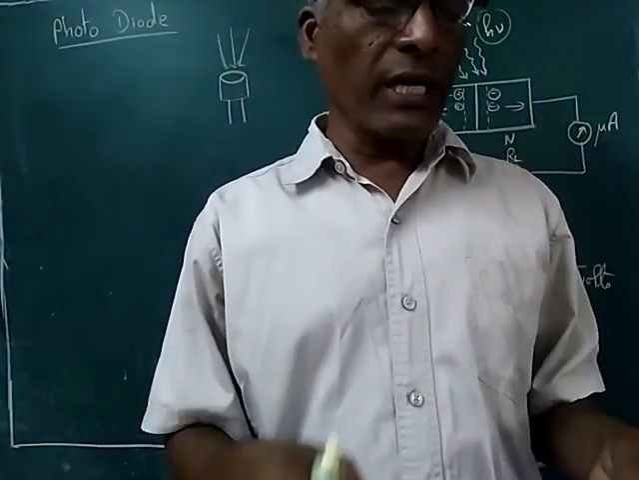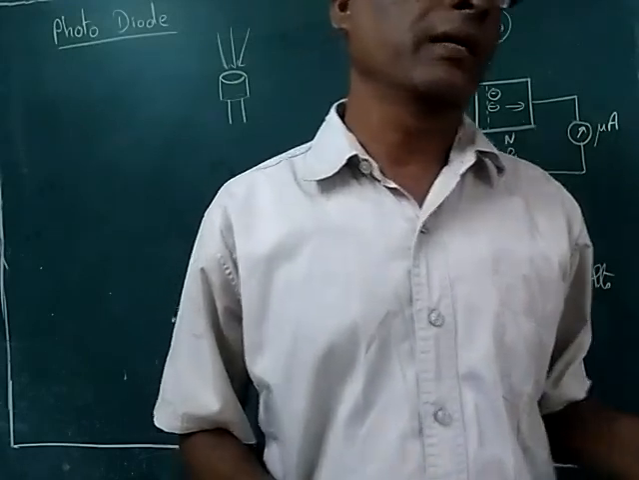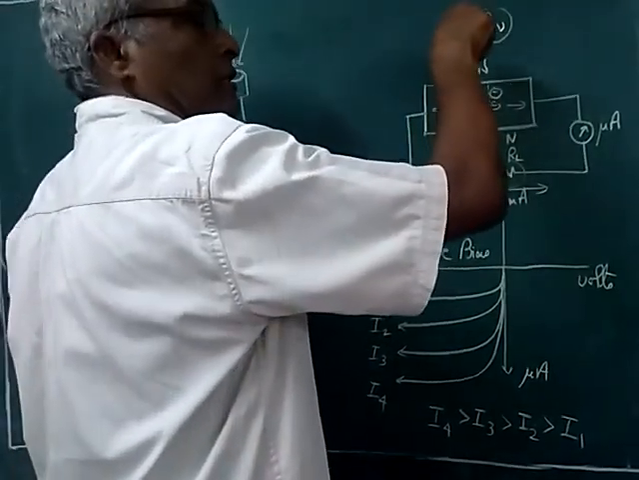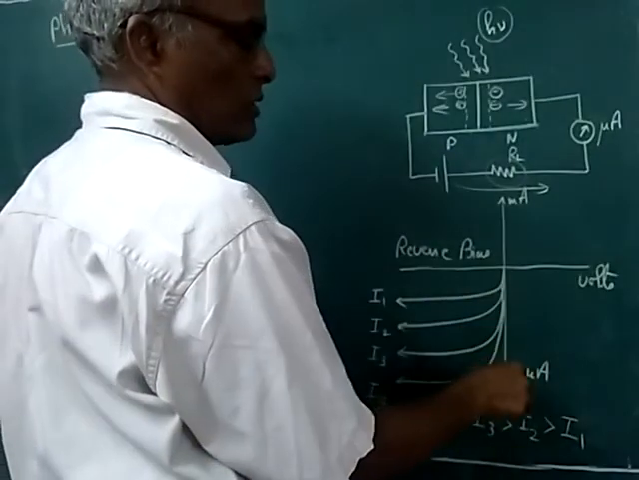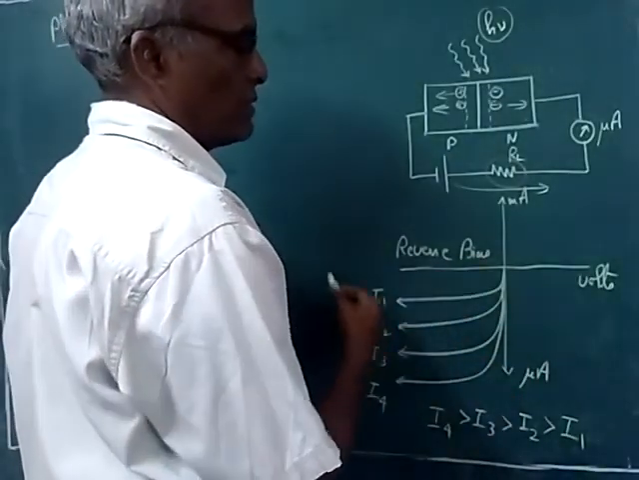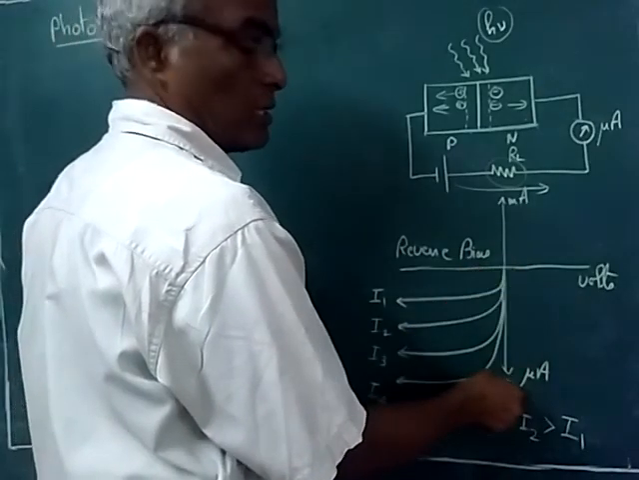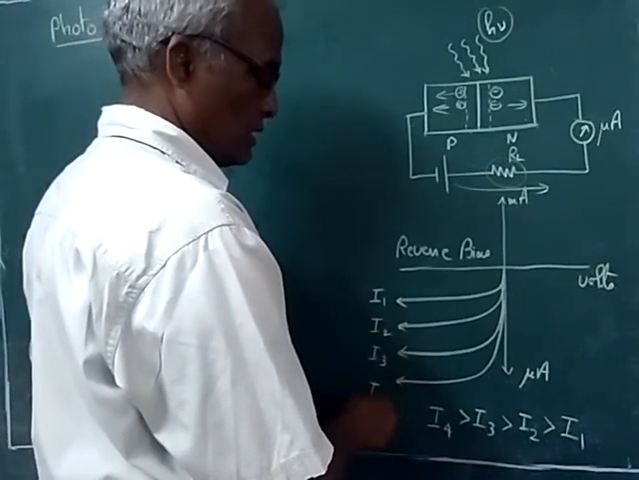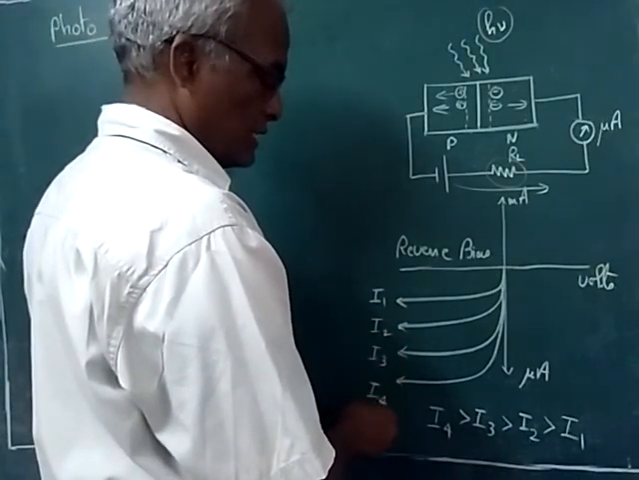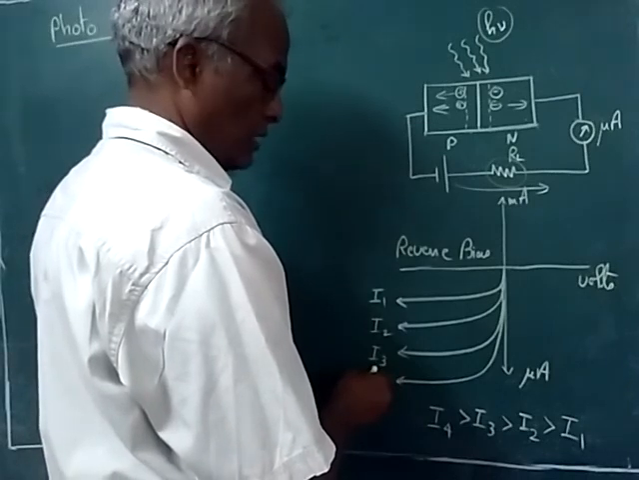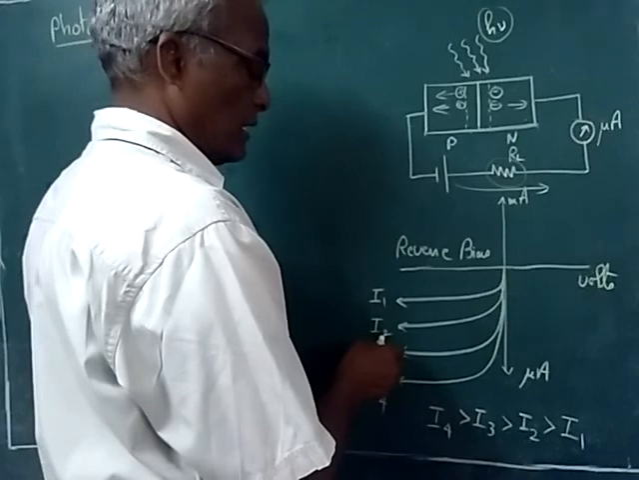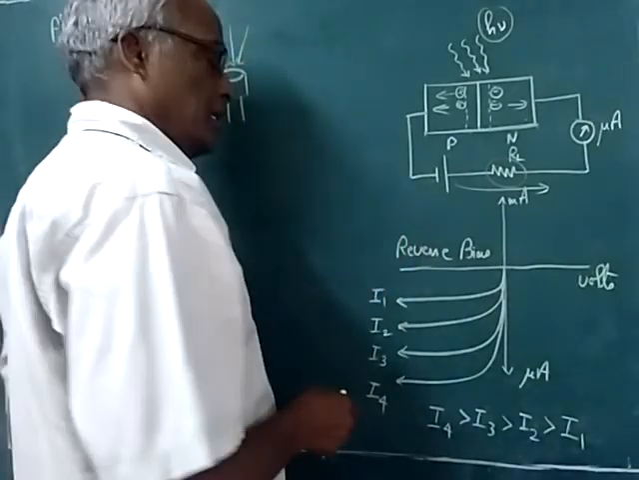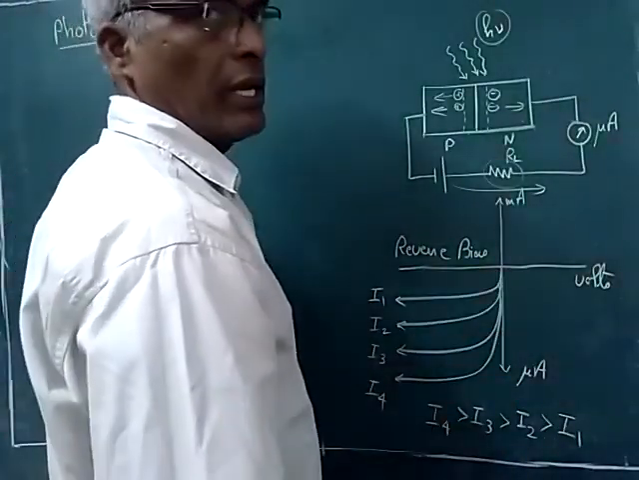The magnitude of the photocurrent depends on the intensity of incident light. So if the intensity of the incoming light increases, the reverse current also increases. Just if you see this graph, this is reverse bias. So here it is a reverse current. This is intensity 1, intensity 2, intensity 3, intensity 4. Intensity I4 is greater than intensity of light I3. I3 is greater than I2. I2 is greater than I1. That means when the incident intensity of the light increases, reverse current also increases.